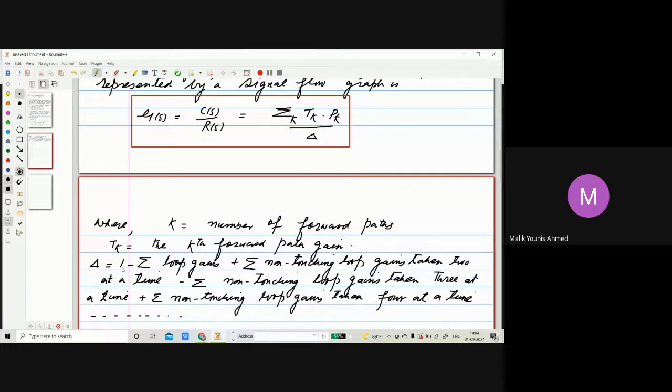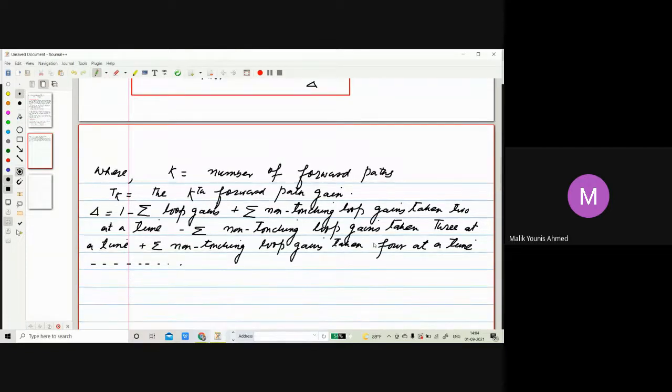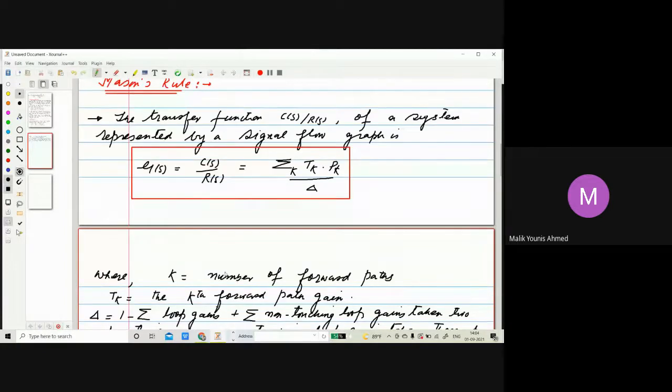Very clear what is delta? 1 minus the sum of the loop gains, plus the sum of the non-touching loop gains taken 2 at a time, minus the sum of the non-touching loop gains taken 3 at a time, and so on and so forth. This will continue. This is delta. Now delta K is very important. Where is delta K in the formula? Sorry, this is not PK, my mistake. This is rather delta K.